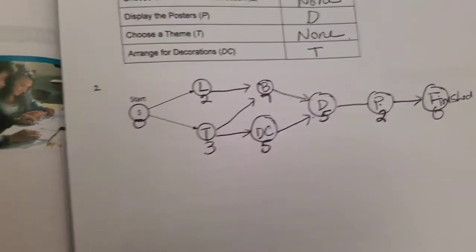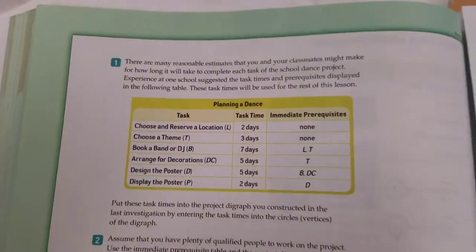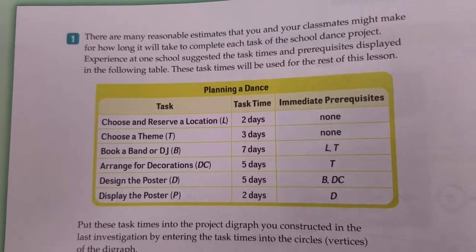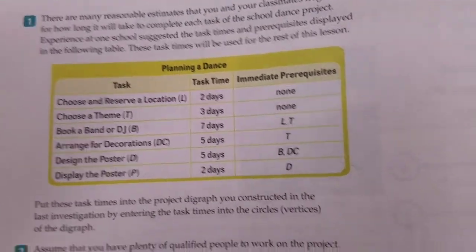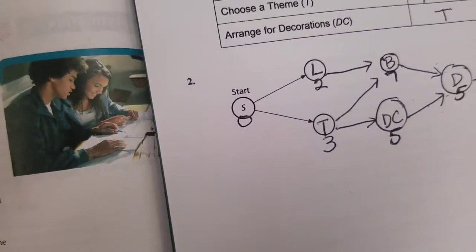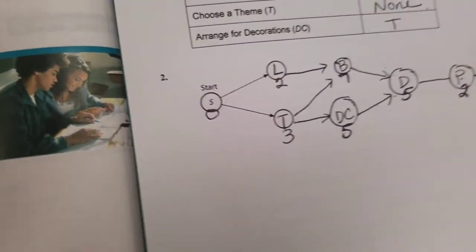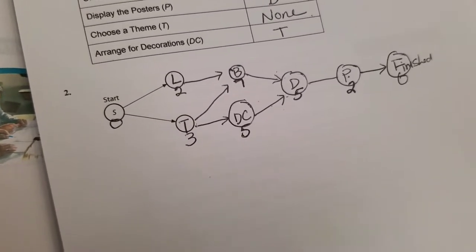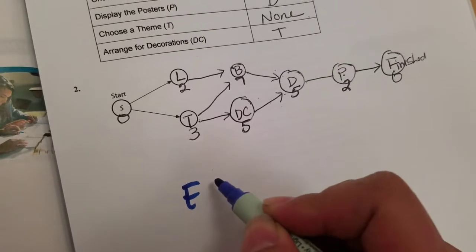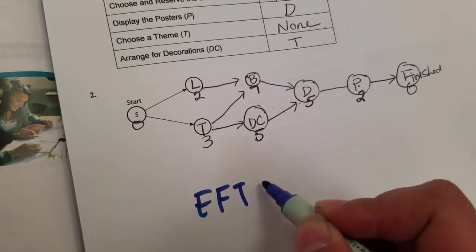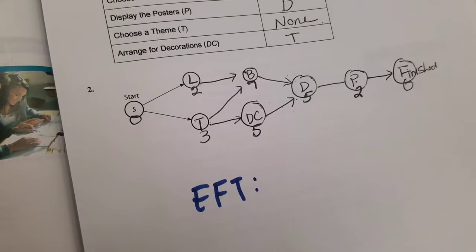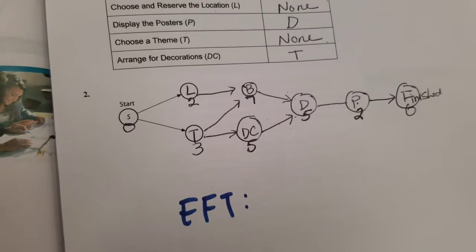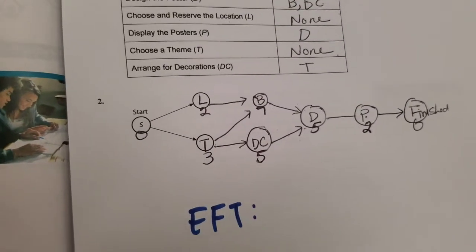So again, I got that number on page 439 according to our planning a dance. These are the tasks, task time, and the prerequisite. So when we're doing this, it's interesting to observe that the early finish time, EFT, is going to actually be the time that takes the longest. So let's go ahead and map out some of the paths.